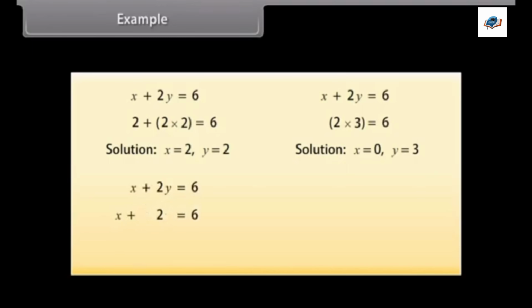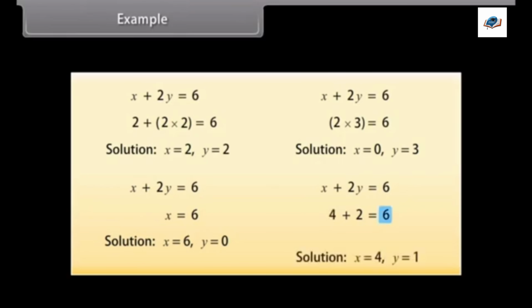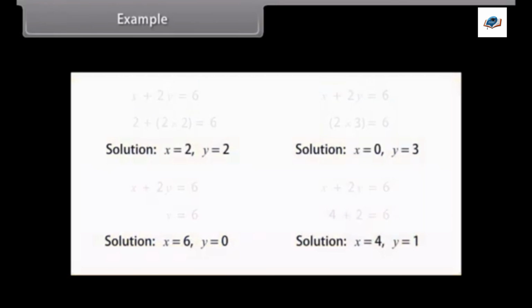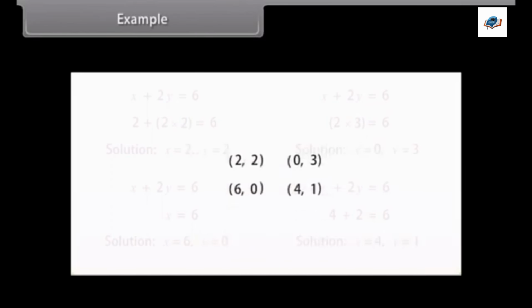Similarly, taking y as 0, the given equation reduces to x = 6. So, x = 6, y = 0 is also a solution of this equation. And for the fourth solution, let us take y as 1. The given equation now reduces to x + 2 = 6, and by substituting x as 4, we get the answer 6. Therefore, (4, 1) is also a solution of the given equation. So, the four solutions we get for the given equation are (2, 2), (0, 3), (6, 0), and (4, 1).